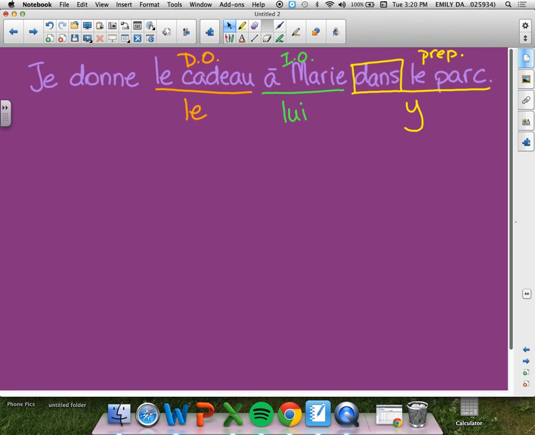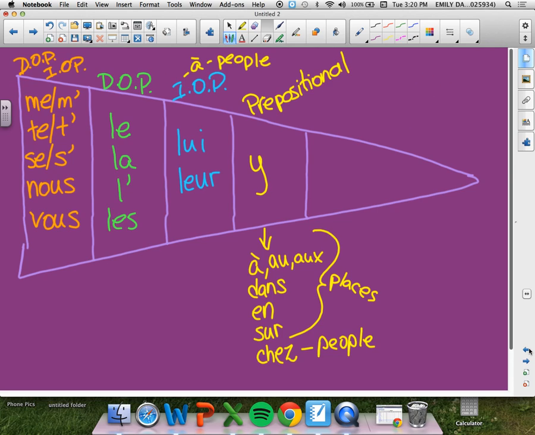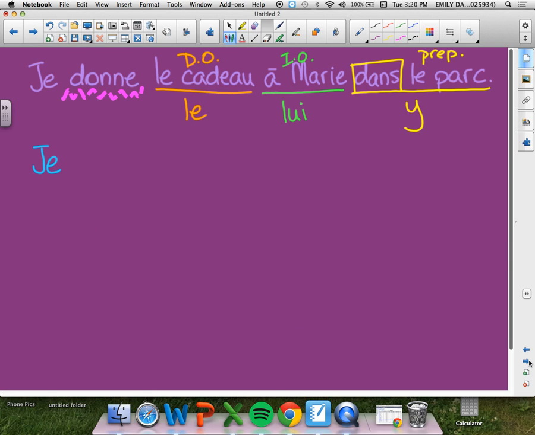So let's identify our verb. Donne is my verb. I know that my pronouns go directly in front of my verb. So if I rewrite this sentence, I've got my direct object and my indirect object that I want to use. And I look back at my flag, and I see that le comes in front of lui, and I've got le and lui, so I know they go in that order. So I'm going to do this.